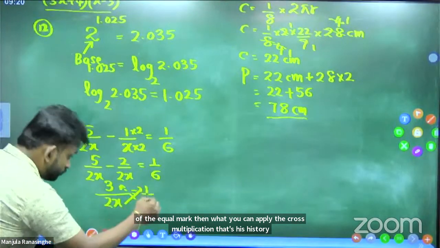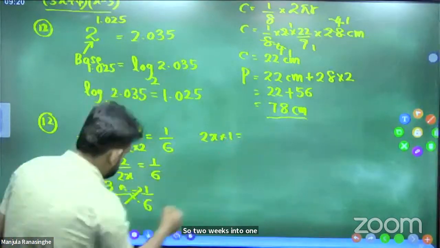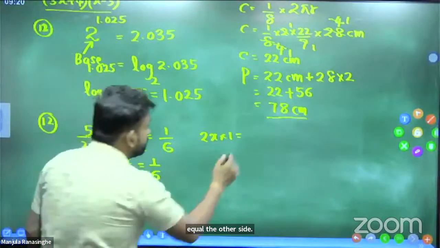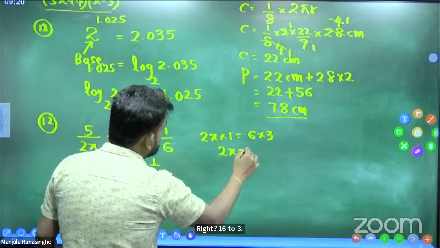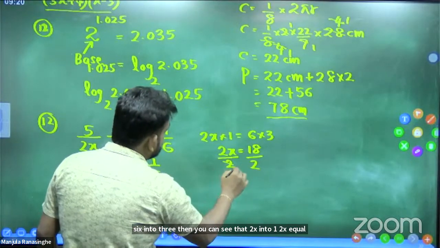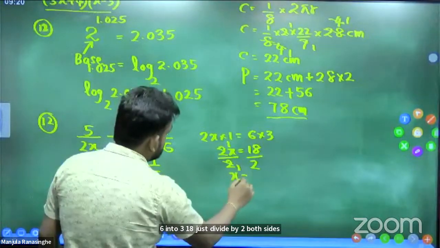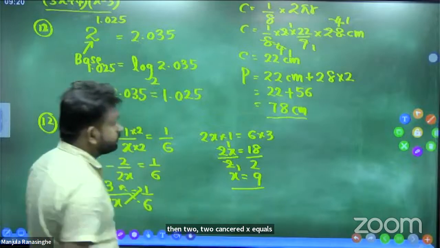So 2x into 1 equals the other side, 6 into 3. Then 2x equals 6 into 3, which is 18. Just divide by 2 on both sides. Then the 2 cancels, and x equals 18 upon 2, that means 9.